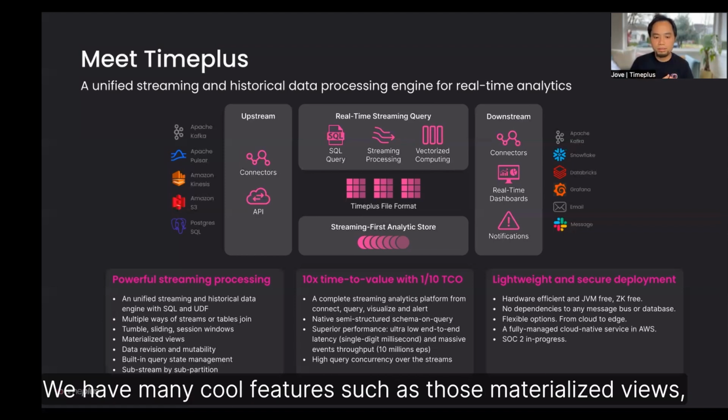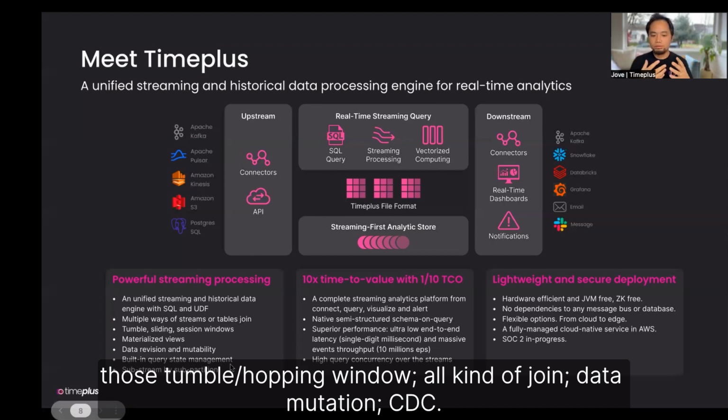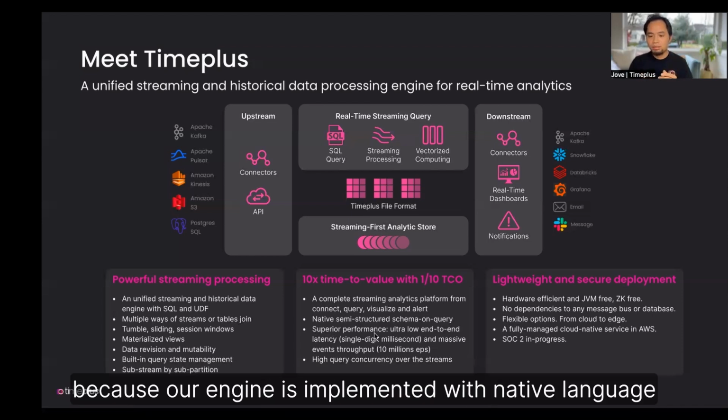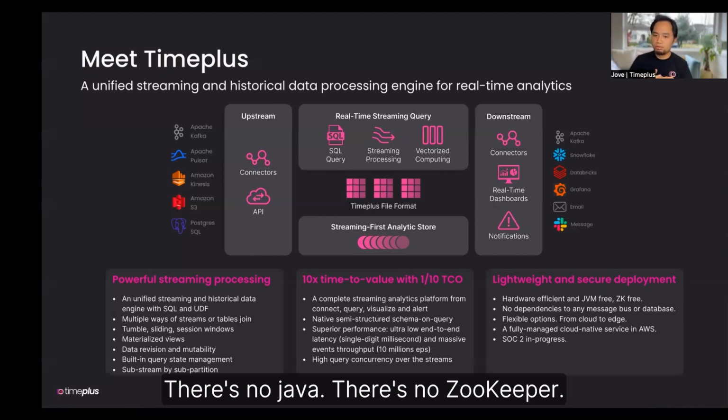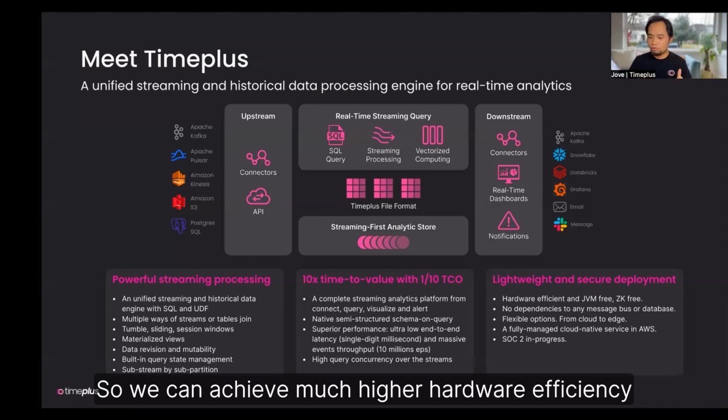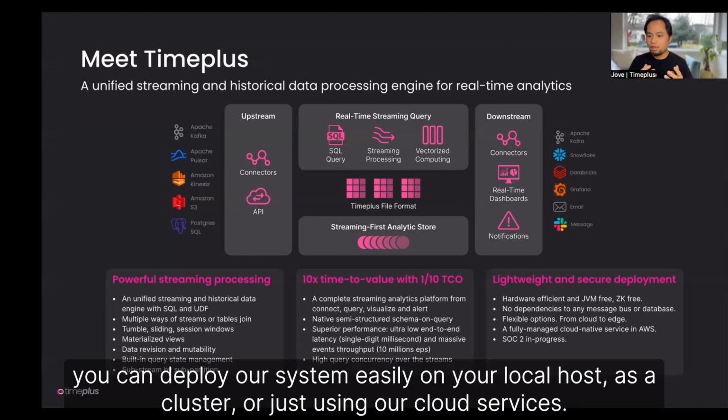And we have many cool features such as materialized views, tumble and hopping windows, all kinds of joins, data mutation, CDC. But at the same time, because our engine is implemented in a native language, C++, there's no Java and no Zookeeper, so we can achieve much higher hardware efficiency, and you can deploy our system easily on your local host as a cluster, or just use our cloud services.